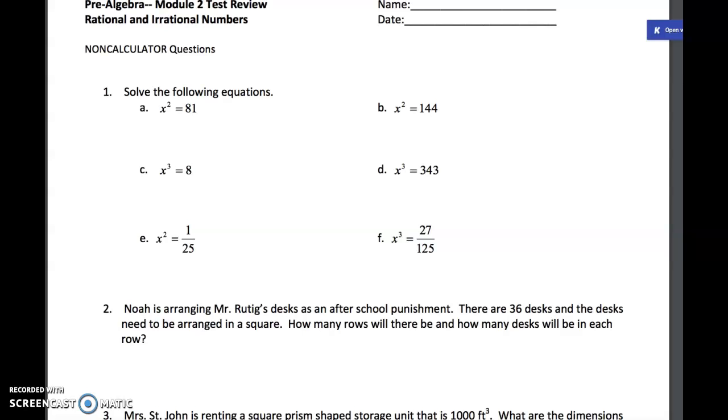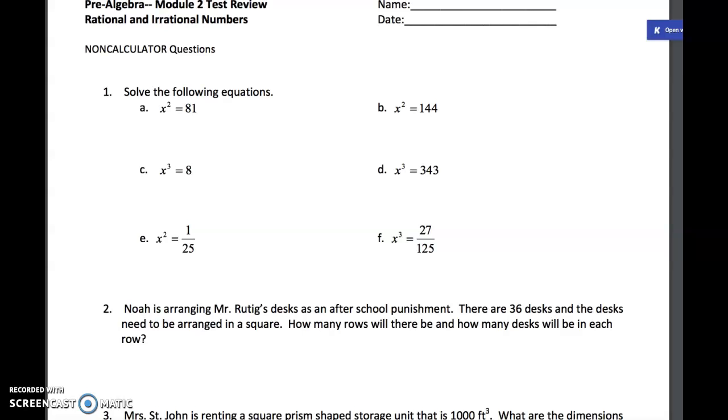Okay guys, we're going to go ahead and go through this Module 2 test review. There is a non-calculator section and then there is also a calculator section. So for the non-calculator section, really you want to make sure that you are studying your perfect squares and your cube roots, making sure that you have those memorized so that you have those in your brain for the test. So let's go ahead and look at number 1.